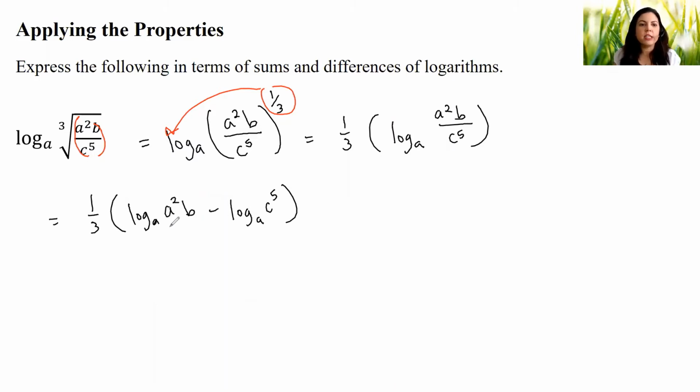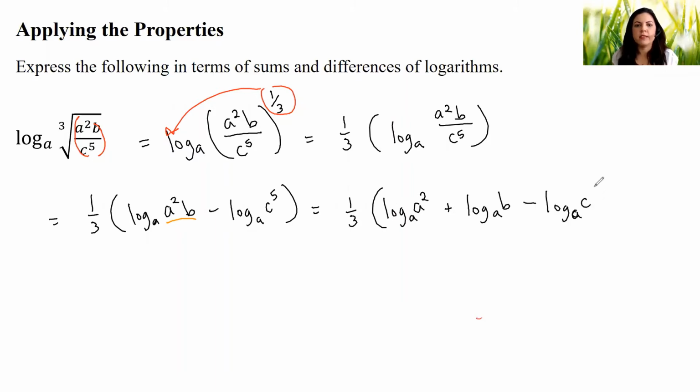And now I can split up this product that we had here, this a squared times b. So now I'm applying the product rule to this section. I'm going to keep everything else for now. I have that 1/3 being multiplied by everything. I can split up this a squared times b into log base a of a squared plus log base a of b, and then we still have that minus log base a of c to the fifth.